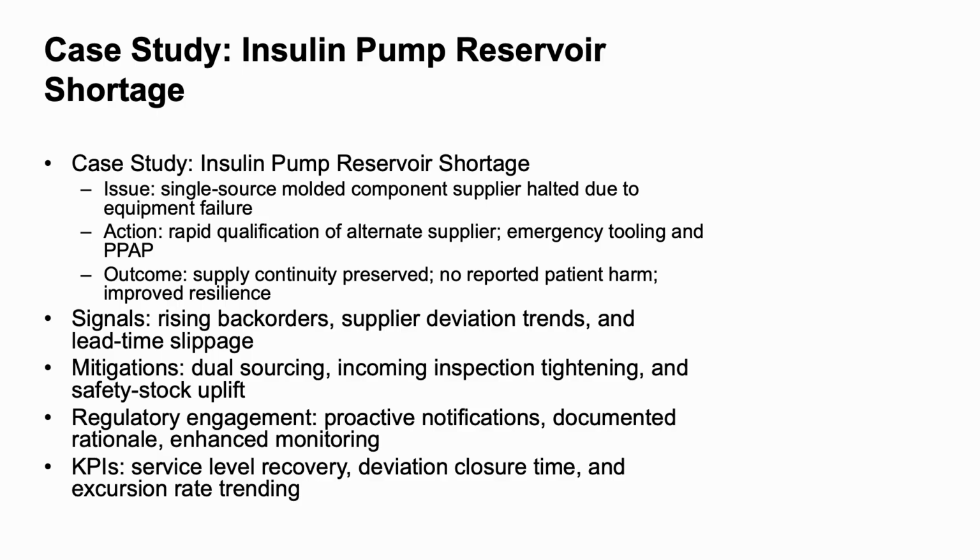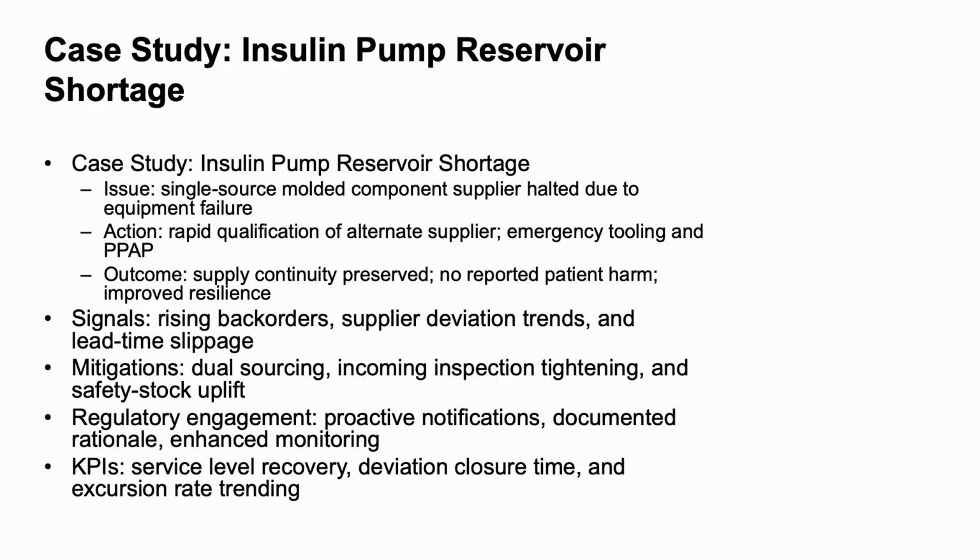To bridge the gap, safety stock targets were temporarily increased for the finished device and the reservoir component, and incoming inspection frequencies were tightened with expanded sampling for dimensions at the edge of capability. Regulatory engagement was proactive and documented. The manufacturer notified relevant authorities and, where required, submitted a change notification package outlining the risk assessment, comparative data, and enhanced monitoring plan. Quality agreements were leveraged to clarify responsibilities, change control documentation, and communication cadence.